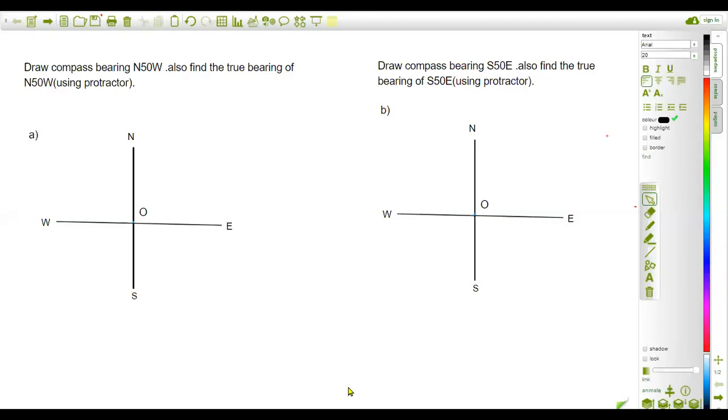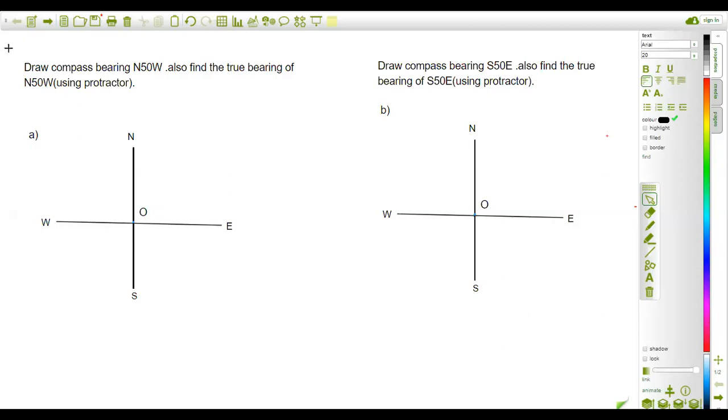Today in this video I am going to solve some questions related with the bearing, related with compass bearing as well as the true bearing or three-figure bearing. Please watch this video till the end.